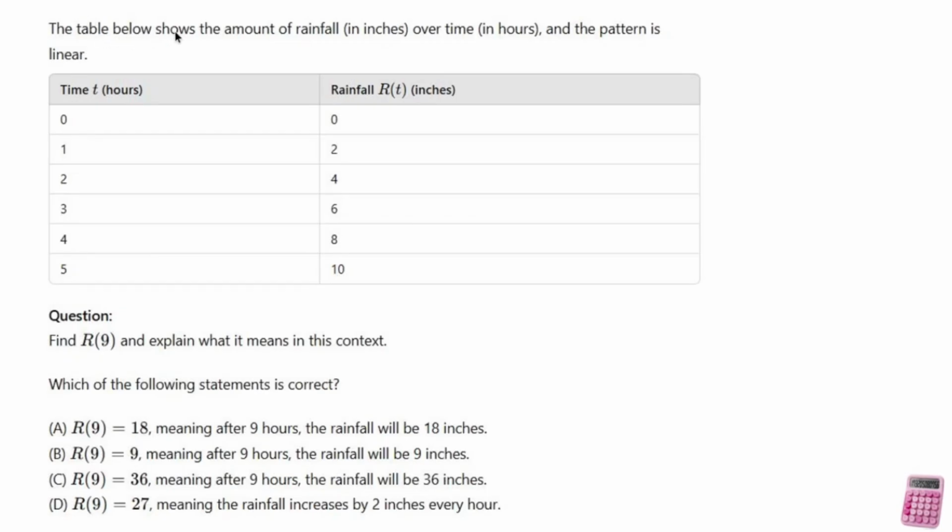The table below shows the amount of rainfall in inches over time in hours, and the pattern is linear. So we have time in hours, we have rainfall in inches. It's asking me to find out what R of 9 is and explain what it means in this context.